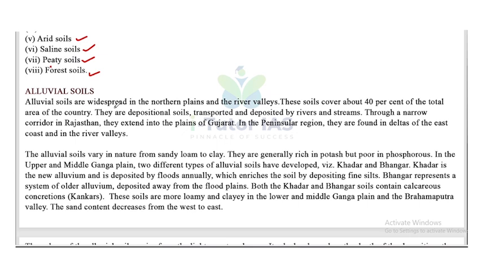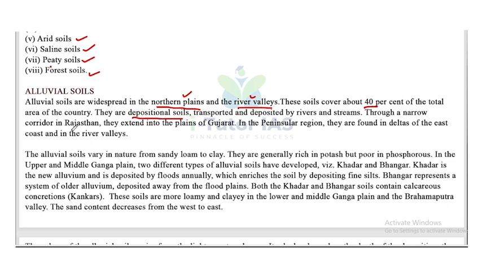Alluvial soils are widespread in the northern plains and the river valleys. These soils cover about 40% of the total area of the country. They are depositional soils, transported and deposited by rivers and streams. That means they are transported and deposited with the help of rivers and streams.